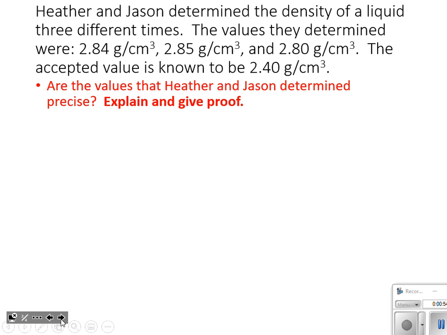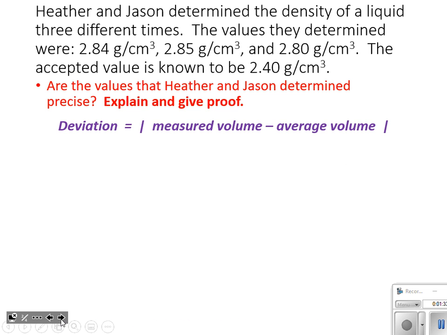Heather and Jason determined the density of a liquid 3 different times. The values they determined were 2.84 grams per cubic centimeter, 2.85 grams per cubic centimeter, and 2.80 grams per cubic centimeter. The accepted value is known to be 2.40 grams per cubic centimeter. Now, were Heather and Jason precise? Give proof. Well, the easiest way to explain this is using the deviation.